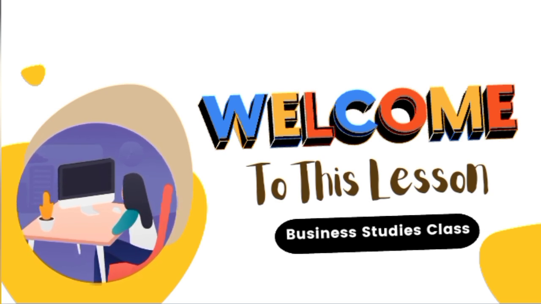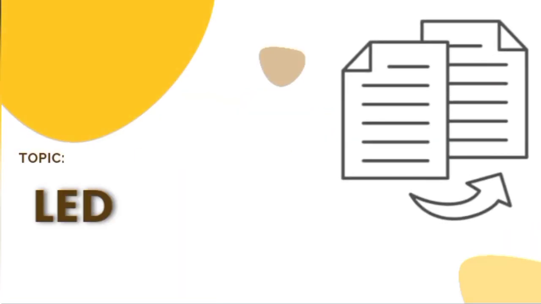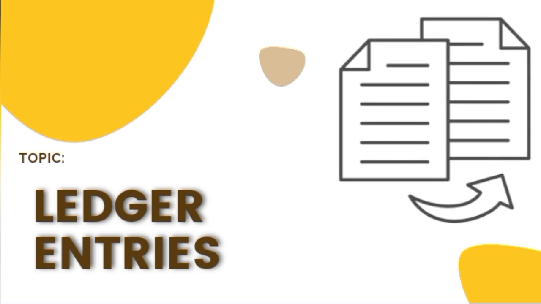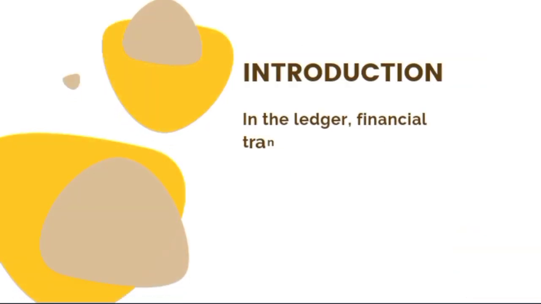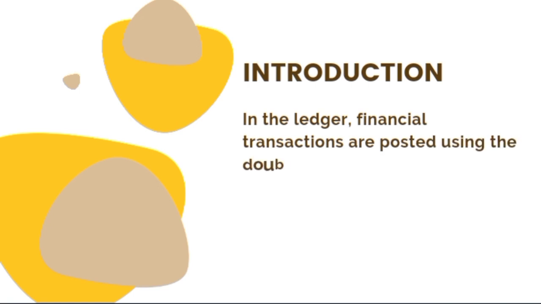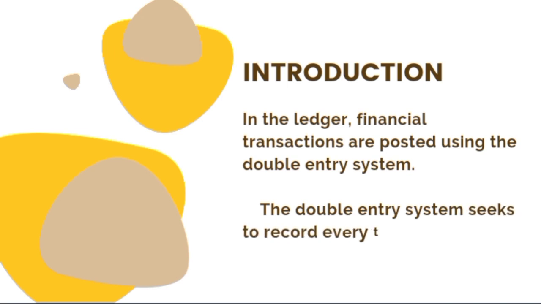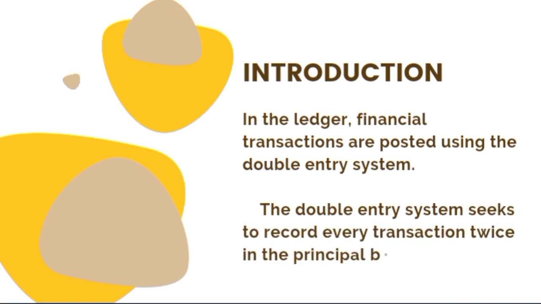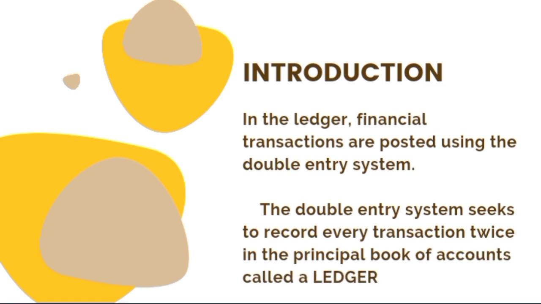In this lesson today, we are going to be discussing the ledger entries. In GSS 1, you were introduced to the double entry system, a system in which transactions are recorded in both sides of the account. A very basic rule in the double entry system is that for every debit entry, there must be a corresponding credit entry. That is, every transaction must be recorded twice.